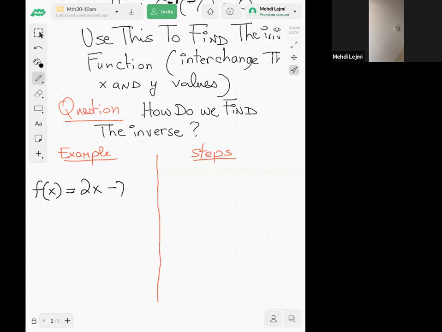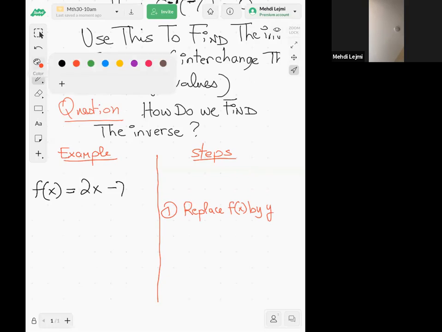So this is how we find the inverse. I'm going to find the inverse of f. First step, step 1: I'm just going to replace f of x by y. So like here, you see this f of x, now it's going to be y. So y is equal to 2x minus 7. This is the first step: just replace f of x or g of x or h of x or whatever by y.